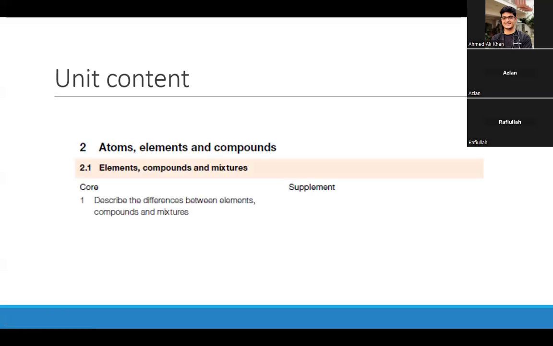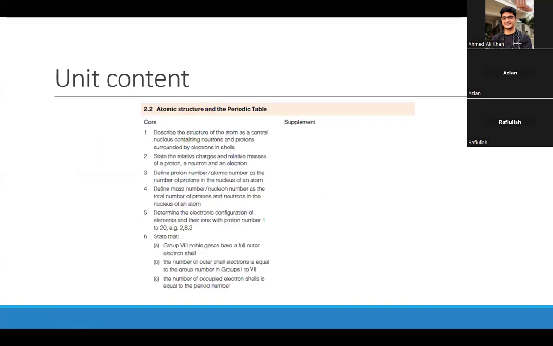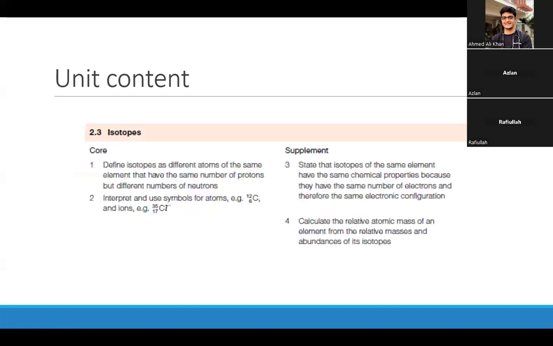We'll be going over the definition of atoms, elements, and compounds. We'll also be going over the atomic structure and the periodic table. And in today's session, we'll be discussing isotopes as well, in terms of defining isotopes and understanding what isotopes are, and also calculating the relative atomic mass of an element from the relative masses and the abundances of its isotopes.